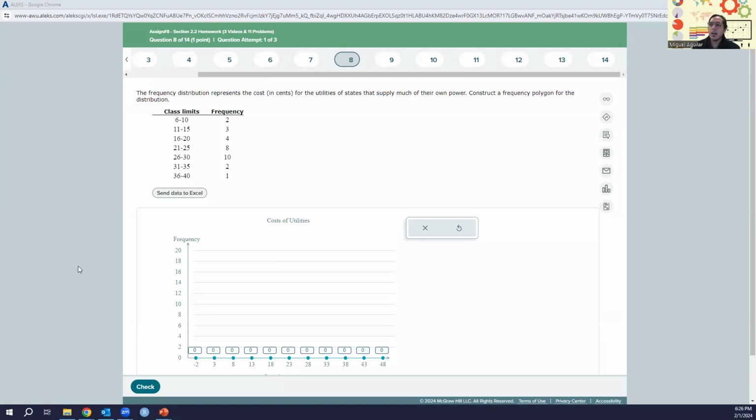This one says, the frequency distribution represents the cost in cents for the utilities of states that supply much of their own power. Construct a frequency polygon for the distribution. So as we saw in our previous example, we know that we need to compute the class midpoints for each of our classes. And right now we're given class limits, not class boundaries, but that's not a problem, okay? What we can do here is go ahead and begin to find those class midpoints.